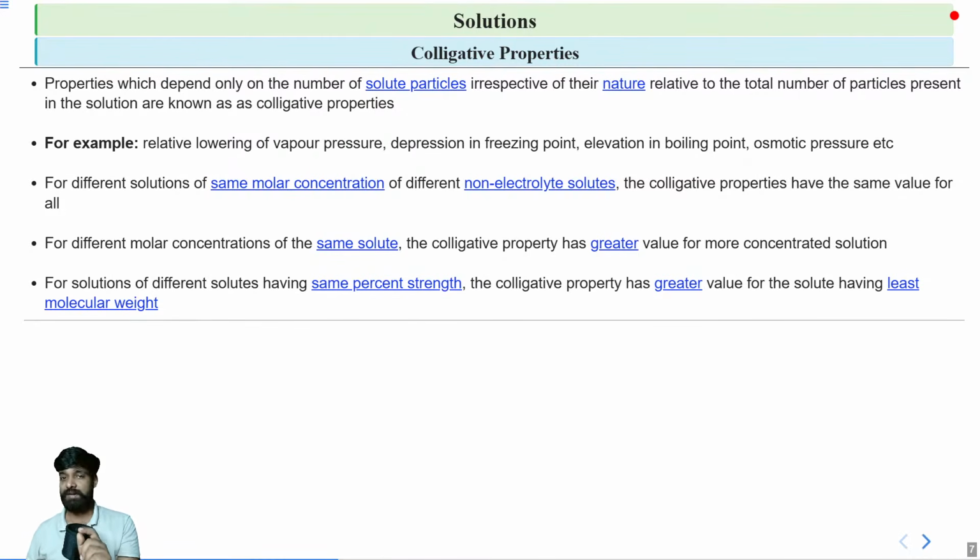Then it is seen that for different non-electrolytic solutions of the same molar concentration, the colligative property has the same value. But if you are taking the same solute but changing the concentration, in that case, the one with the greater concentration will have the higher value of colligative property. And the third point, if you are keeping the percentage strength the same, then the colligative property will depend upon the molecular weight. The one with the lower molecular weight will have a higher value of colligative property, because number of moles is directly proportional to number of particles and inversely proportional to your molecular weight. I hope you get my point.